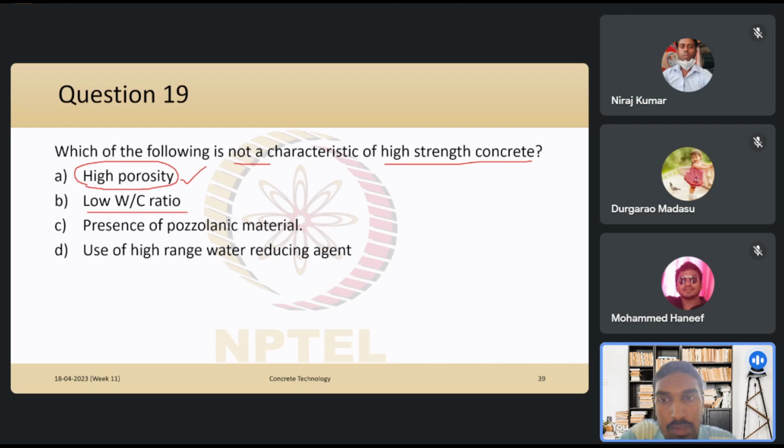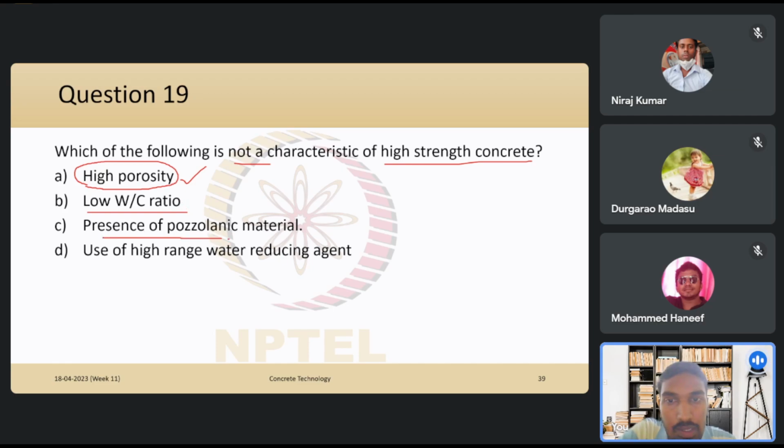So lower water to cement ratio, again, we discussed this. Water to cement ratio plays a role, and the lower the water to cement ratio, the better the strength, because water to cement ratio has an effect on porosity, right? Initially, the relationship that was developed for strength was with the water to cement ratio, but later it was shown that water to cement ratio has a role to play on porosity, right? So when you have lower water to cement ratio, you'll have lower porosity as well. So your strength will improve. So this is seen. So this is a characteristic.